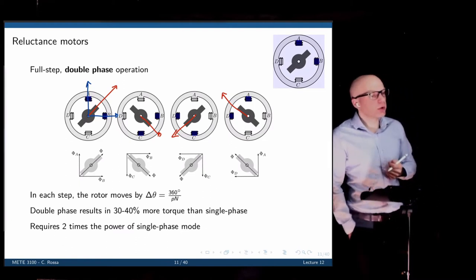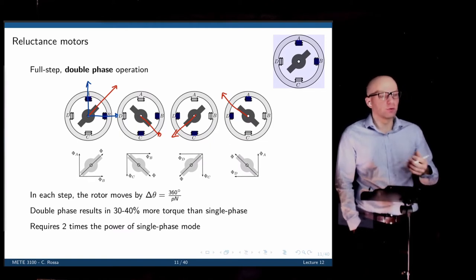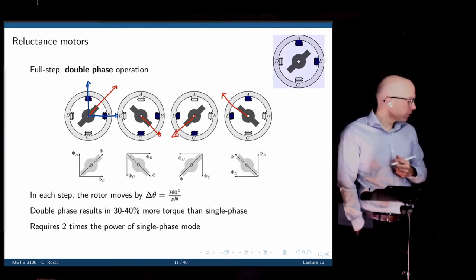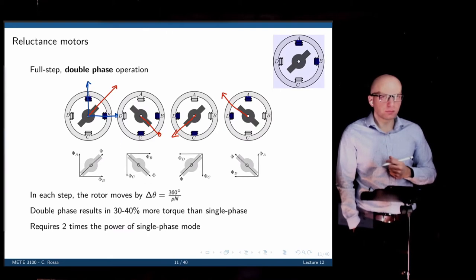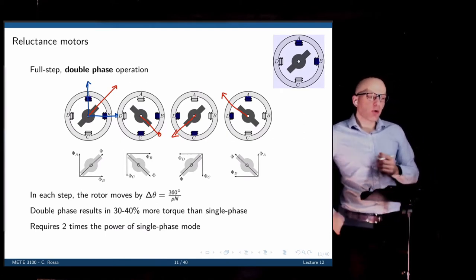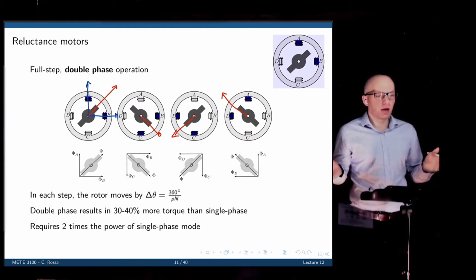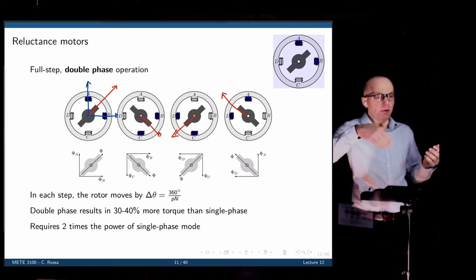Why would you do this? Why would you actuate two coils at the same time instead of simply one at a full step? Any ideas? Is it more accuracy? Well, compared to the previous one, what is the resolution here? What is the step size? It's still 90 degrees. We are still jumping by 90 degrees.